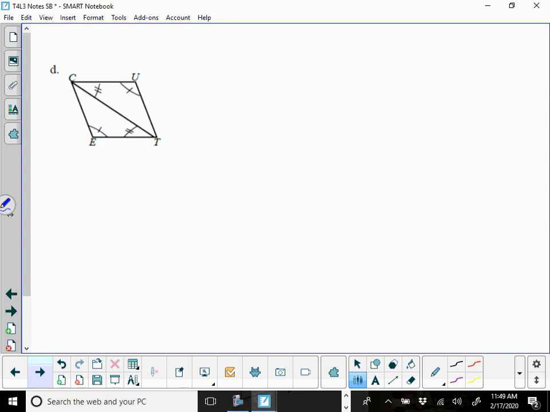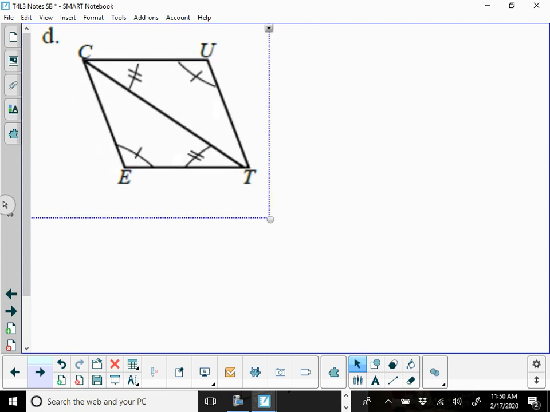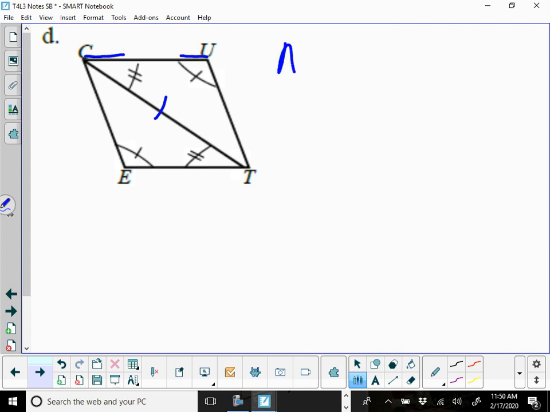Okay, letter D. Again, reflexive property, so this side right here is congruent. So what do we have? We have an angle, and we have a side. So we can either do angle, side, angle, or angle, angle, side. The question is, is that side between the two angles or not? It in fact is not between the two angles, so we're going to be angle, angle, side here.